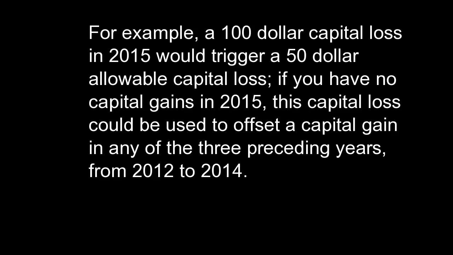For example, a $100 capital loss in 2015 would trigger a $50 allowable capital loss. If you have no capital gains in 2015, this capital loss could be used to offset a capital gain in any of the 3 preceding years, from 2012 to 2014.